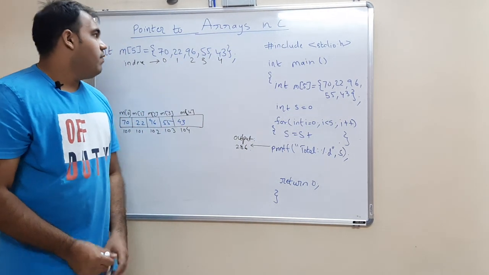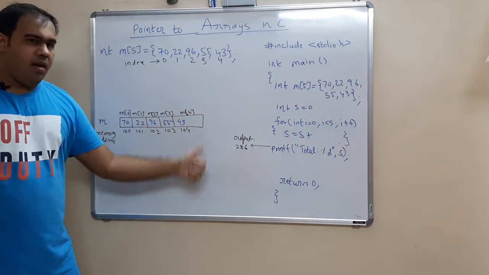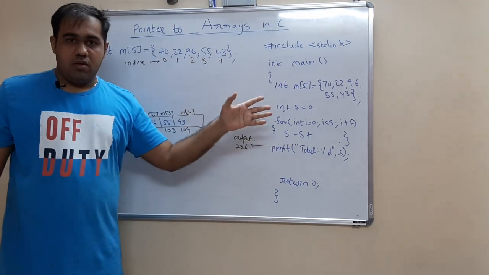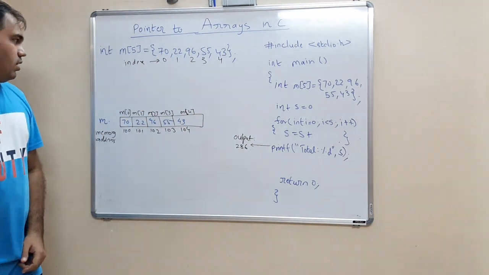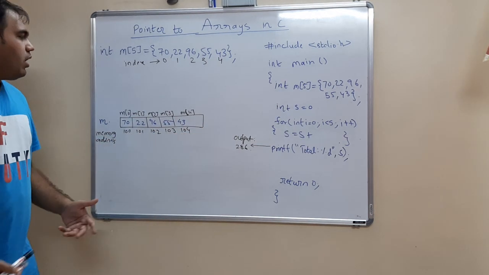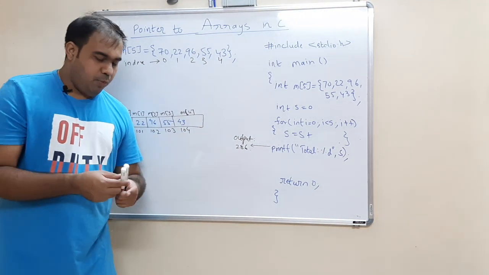Hi there, in the previous video I talked to you about arrays in C and I explained arrays. In this video I'm going to talk about pointers to arrays. Okay, so that's very interesting. So now you have this array, and what I can do is have a pointer variable and I can manipulate an array with the pointer.